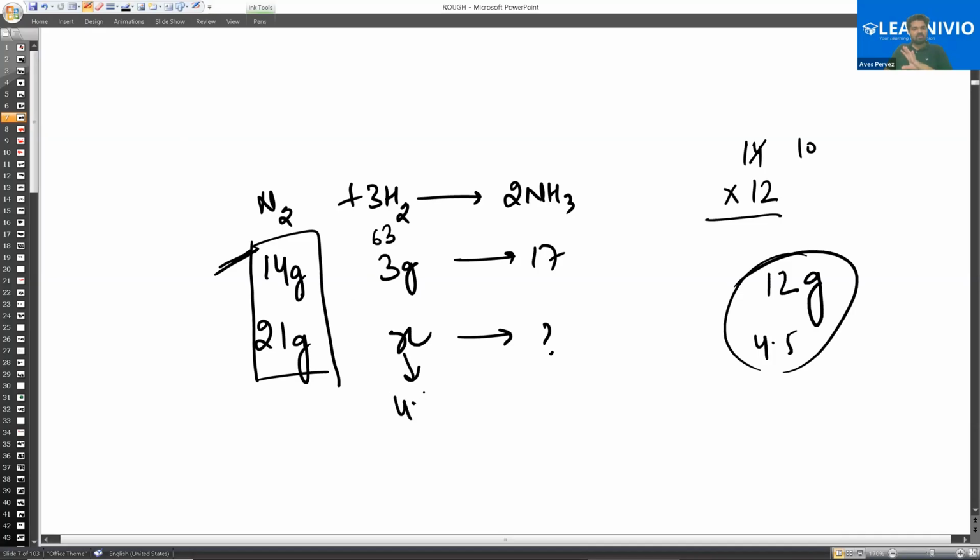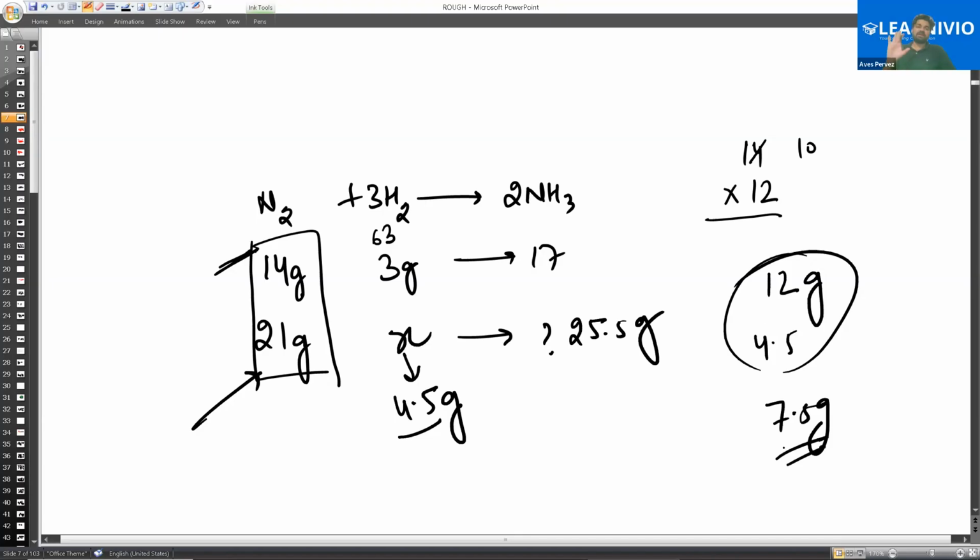So the consumed substance will make the product. So if only 4.5 grams is consumed and the 21 grams is wholly going to be consumed, the amount of ammonia that is going to form is 21 plus 4.5, you will get 25.5 grams. Okay, got it? In the remaining, 12 minus this one, you will get 7.5 grams of hydrogen that will remain unreacted.